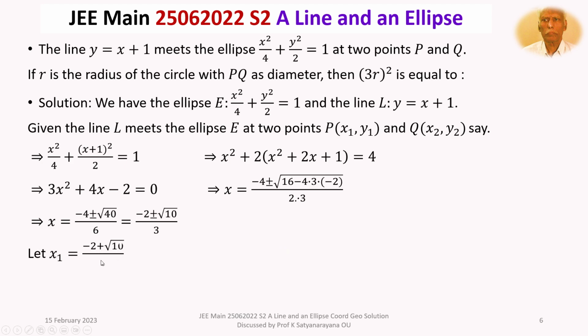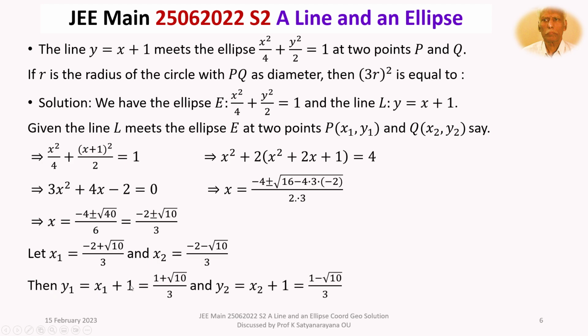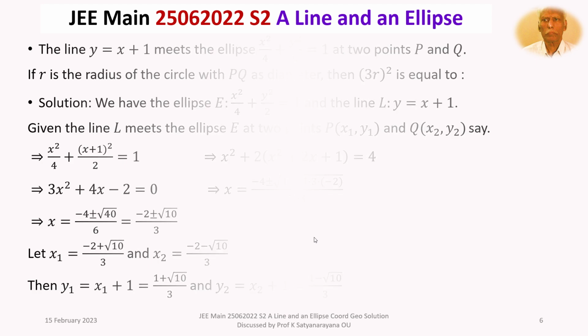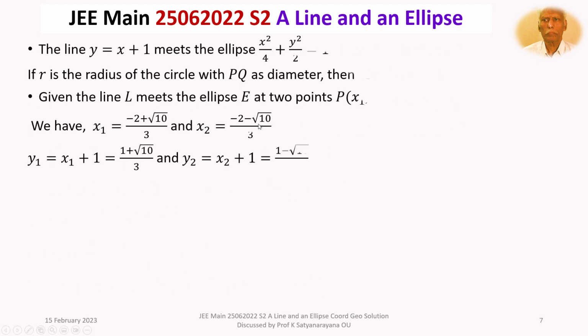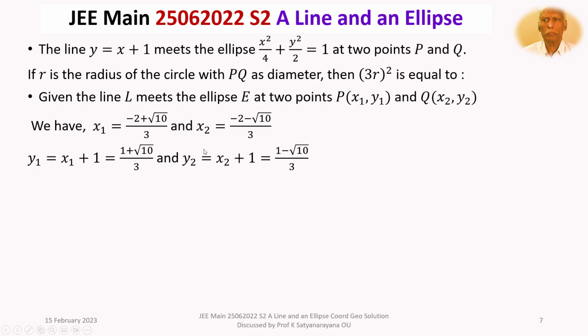Let us say one of them is x1, the other is x2. Let x1 is equal to (minus 2 plus under the square root of 10) by 3 and x2 is equal to (minus 2 minus under the square root of 10) by 3. The corresponding y1, y2 we will now calculate. Then y1 is equal to x1 plus 1. Substitute the x1 value here, then you will get (1 plus under the square root of 10) by 3. y2 is equal to x2 plus 1. Take the value of x2, substitute here and simplify. You will get (1 minus under the square root of 10) by 3. Thus, we got x1, y1, x2, y2. That is what we have done so far.